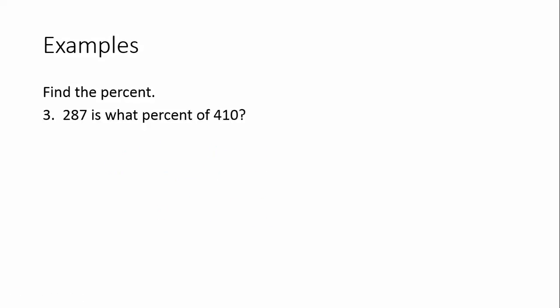Now we're asked to find the percent. 287 is what percent of 410? So it's the percent times the whole. This is the whole, and this is the part. So it's x times 410 equals 287. And we don't usually write x times 410, we usually write 410x.